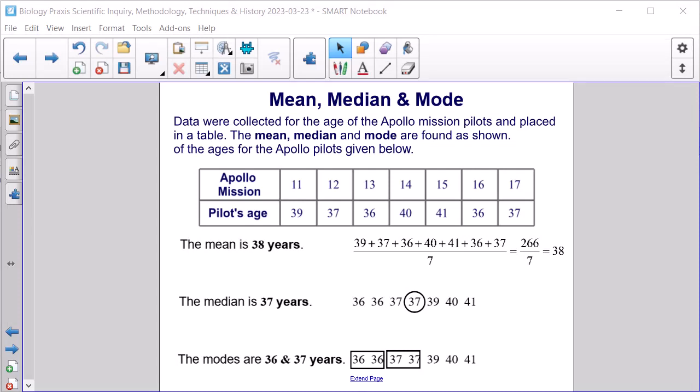Mean, median, and mode. Data were collected for the age of the Apollo mission pilots and placed in a table. The mean, median, and mode are found as shown, of the ages for the Apollo pilots given below. So, the mean is 38 years. If we add them all up and divide by the total number, 7. The median is 37 years. That's the middle value. And there are 2 modes because there are 2 values for 36 and 2 values for 37.